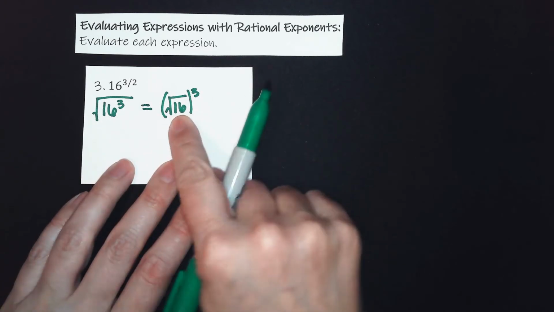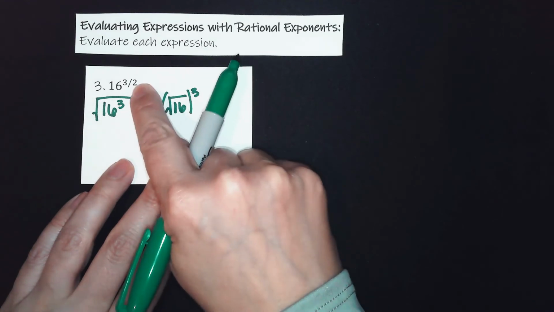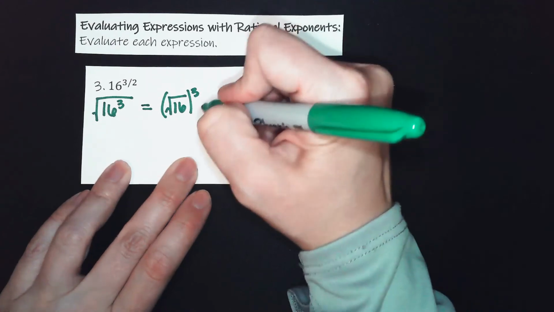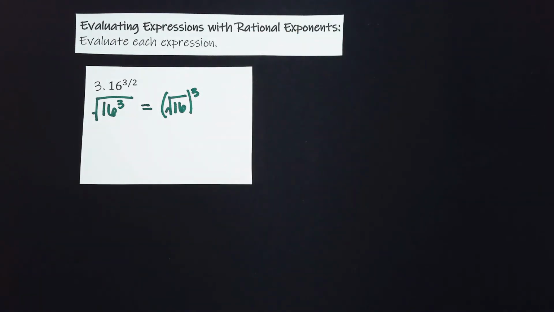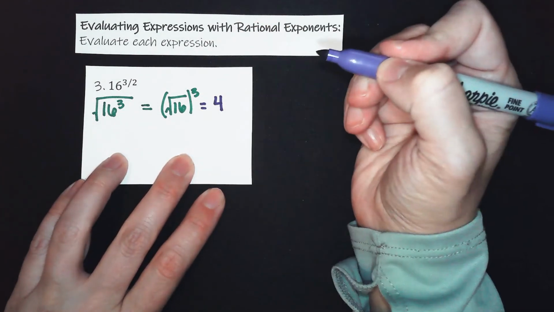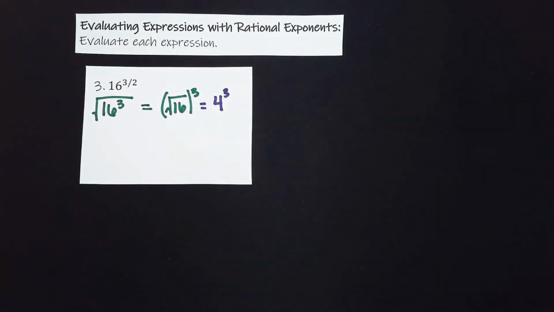Okay, so root first, then power. That's what we like to do. The root's the bottom number, top number is the power. All right, square root of 16 is 4. And I'm going to take 4 to the 3rd power. See how that was? Square root is pretty easy. Without a calculator, you get a nice small number.